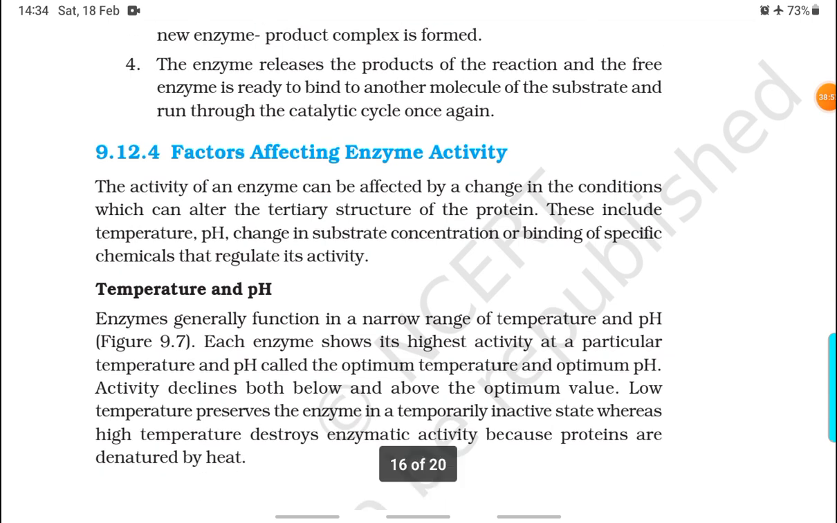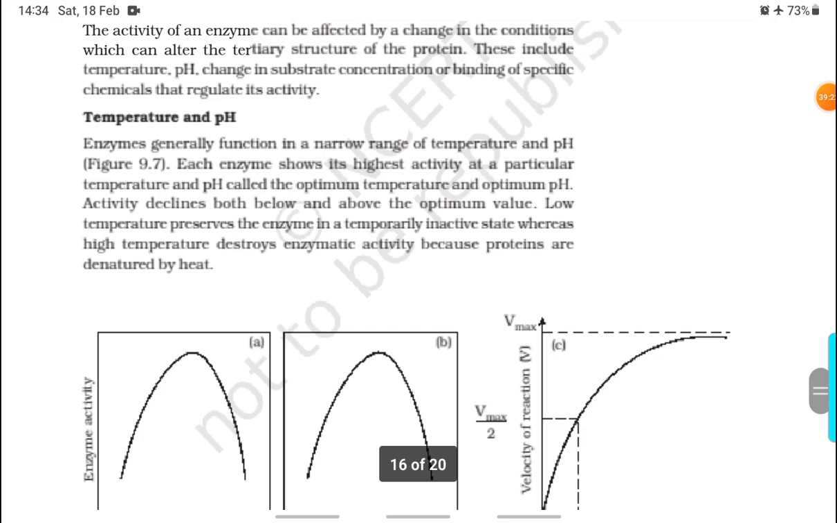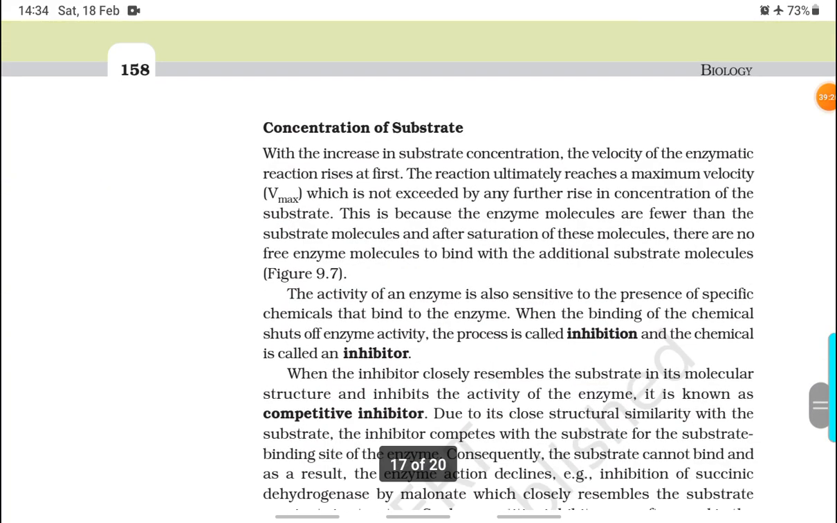Temperature and pH. Enzymes generally function in a narrow range of temperature and pH. Each enzyme shows its highest activity at a particular temperature and pH, called the optimum temperature and optimum pH. Activity declines both below and above the optimum value. Low temperature preserves the enzyme in a temporarily inactive state, whereas high temperature destroys enzymatic activity because proteins are denatured by heat.